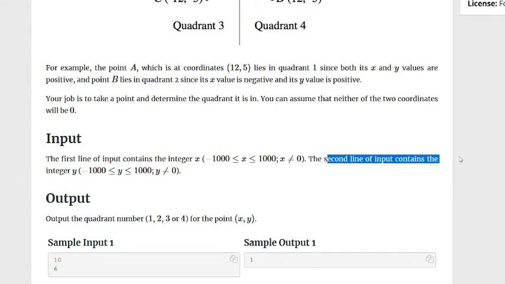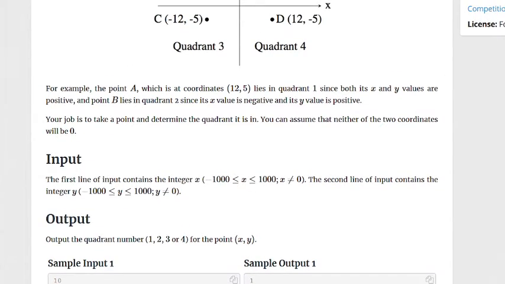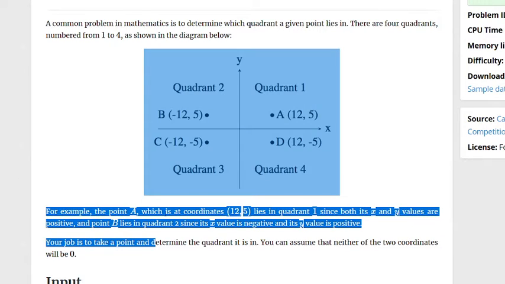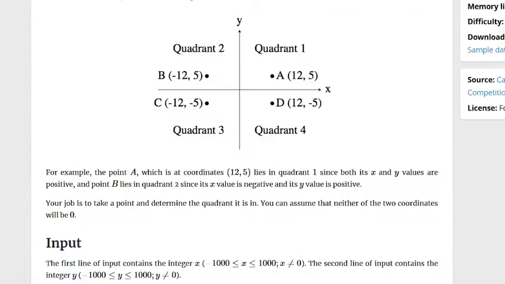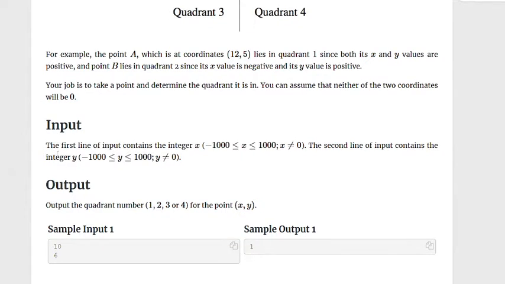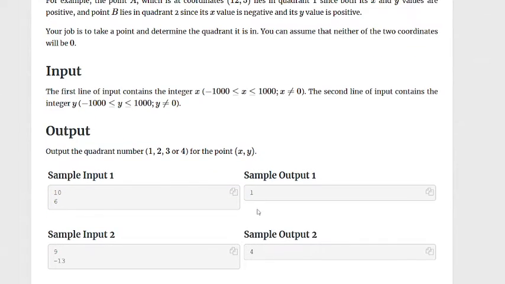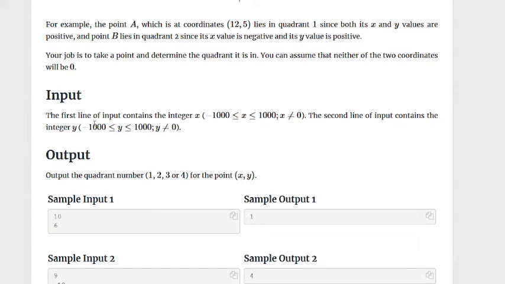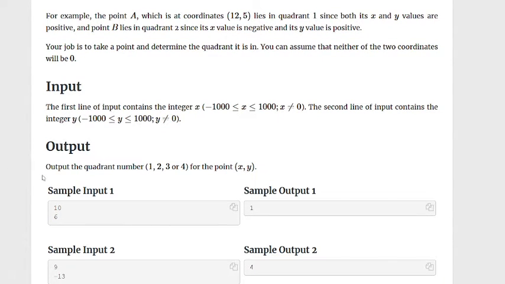And then the second line is the same thing. In this case, you do need to look at this part to see the context for what x and y are referring to, but sometimes all the information is in here. It gives you an x on one line, a y on the next line, and then you need to output the quadrant number 1, 2, 3, or 4 for the x, y point.